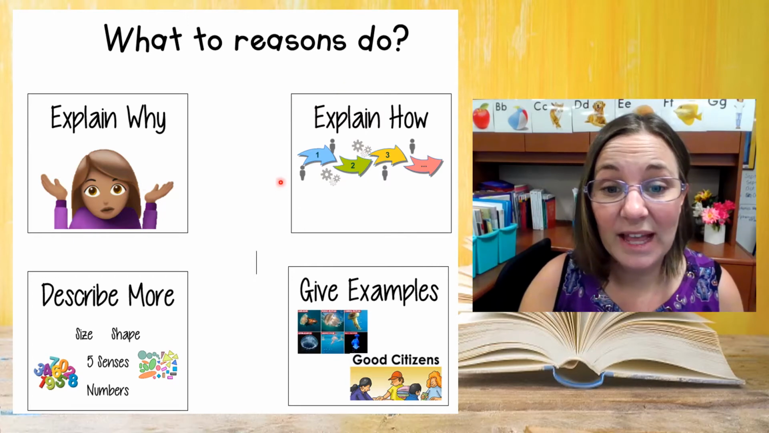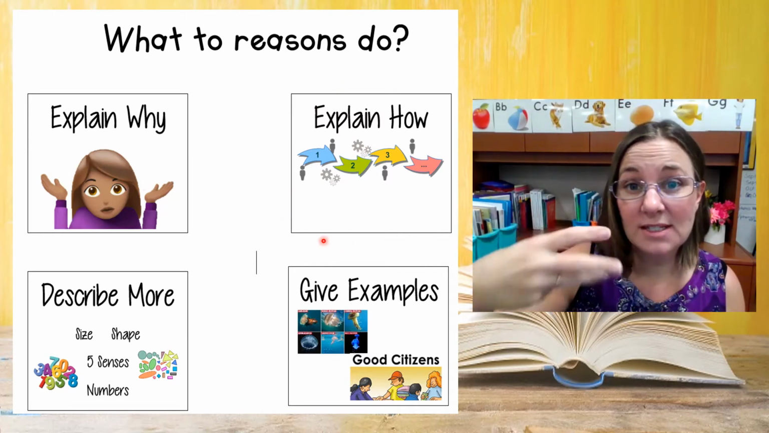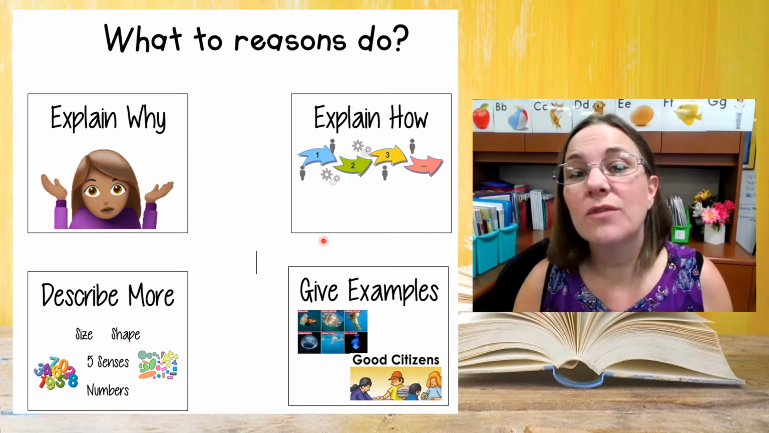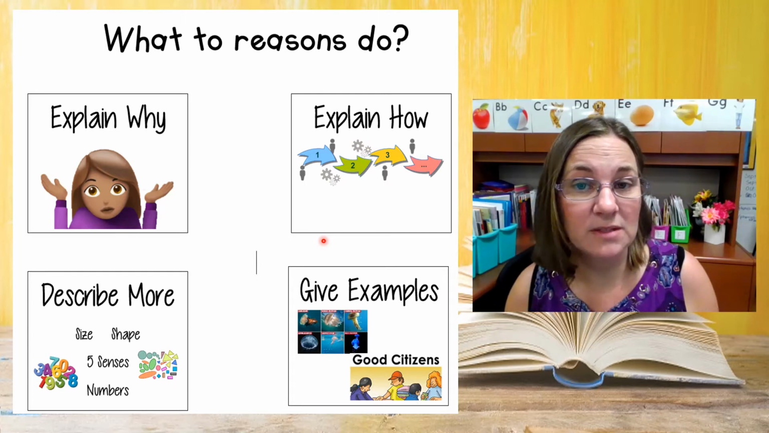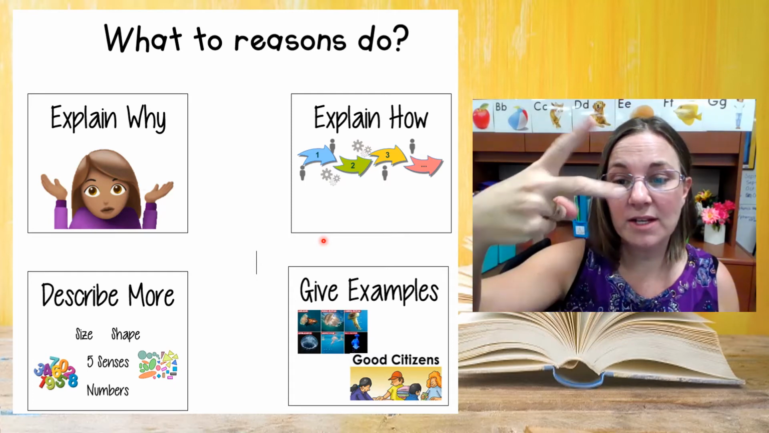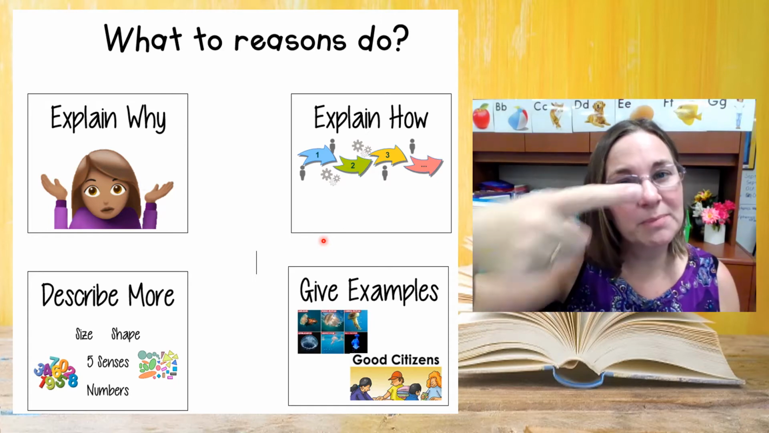Reasons can also explain how. Usually this means how something happens or steps in a process, how to do something. So if a reason is telling you how to do something or is telling you how something happens, then it's explaining how. And I like to go like this across my fingers. It helps me remember. So go like this and say explain how.